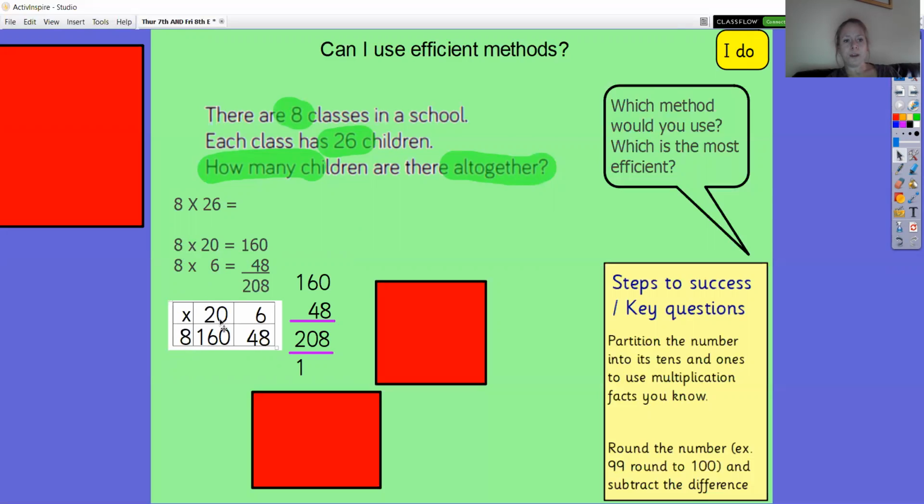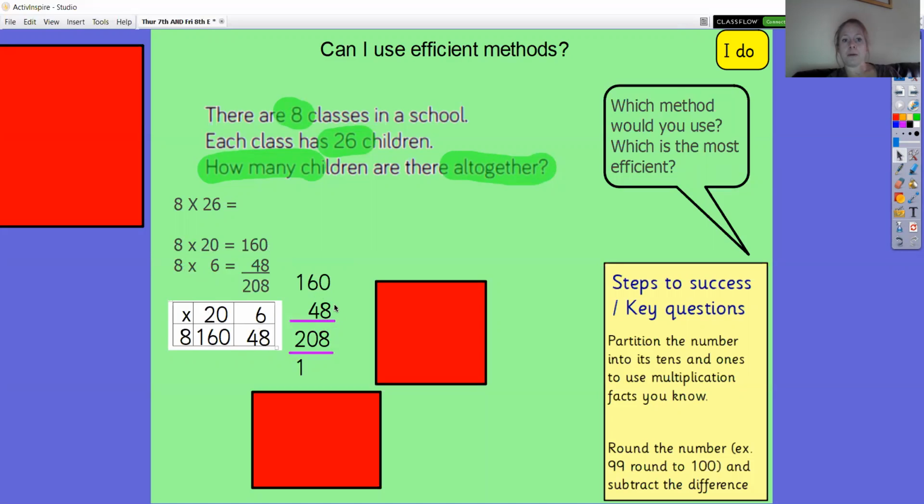So if we're looking at the grid method, because that's the same as the way we did it yesterday, if we ignore that 0 for the moment and just imagine that that's a 1, as in the 1s column, it'd be 8 times 2, which is 16, and then we have to multiply that by 10 because we covered up and ignored the 0. So put that 0 back on by multiplying by 10. So 8 times 20 is 160, which is the same as what they've written up here. And then 8 times 6 is 48.